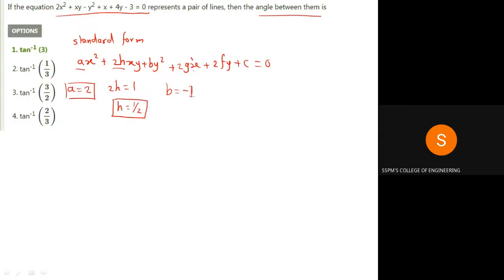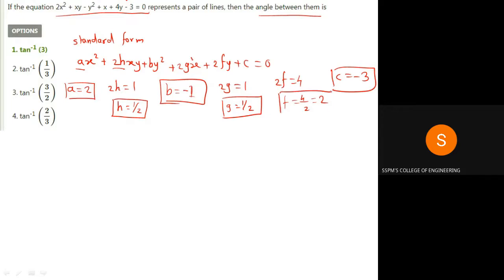Now, 2g is equal to the coefficient of x. Only these three values are needed here, but I will write all other values as well. So 2g is equal to 1, that means g is equal to 1 by 2. Also 2f is equal to the coefficient of y, which is 4, so f is equal to 4 divided by 2, it is 2. And c is the constant, that is minus 3. This is the value of c.